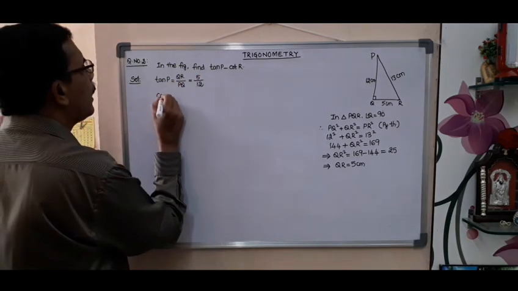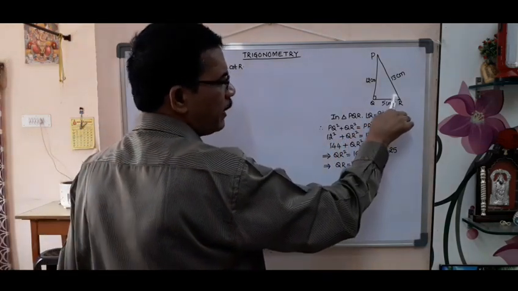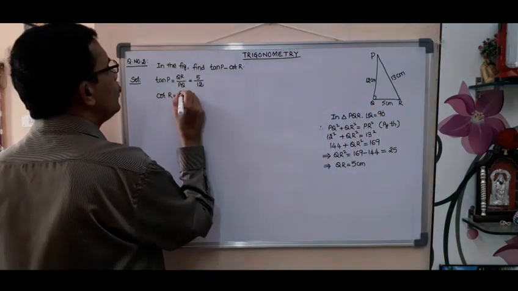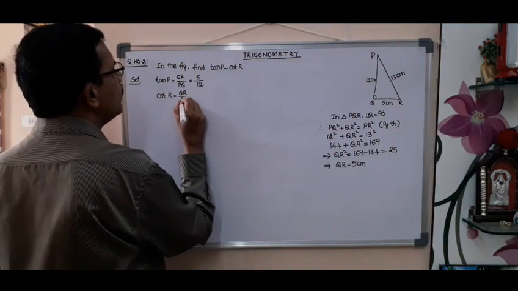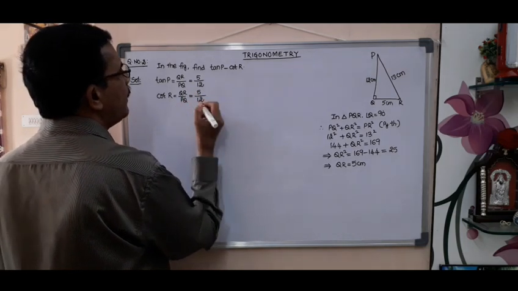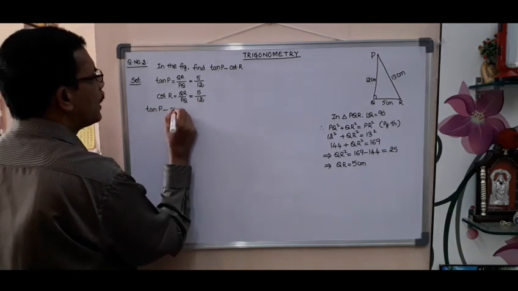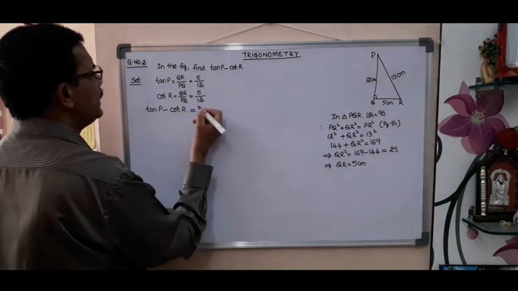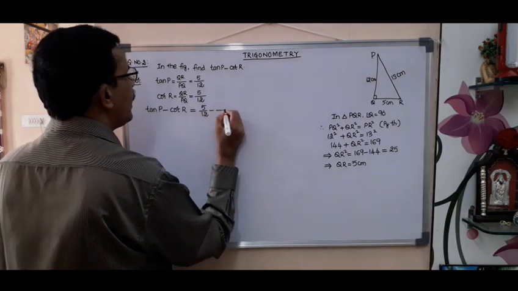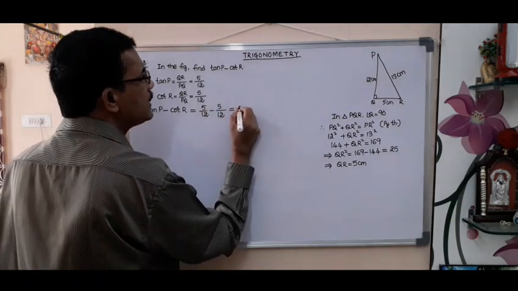Now cot R with respect to R, cot theta is adjacent side to theta by opposite side to theta. So QR by PQ. QR length is 5, PQ length is 12. Now we have to find tan P minus cot R. Substituting these values, tan P is 5 by 12 minus cot R is also 5 by 12. 5 by 12 minus 5 by 12 is 0.